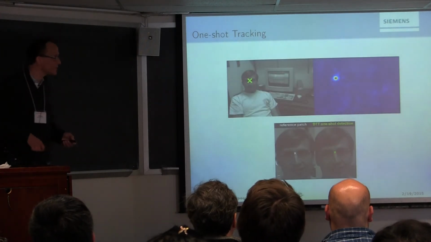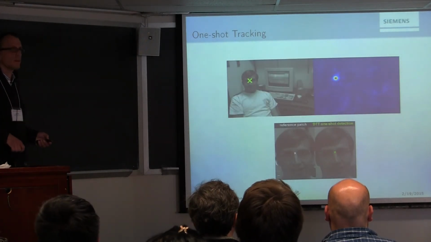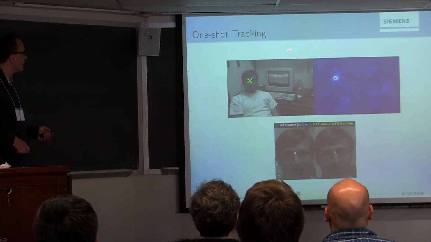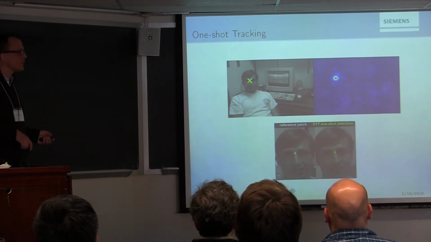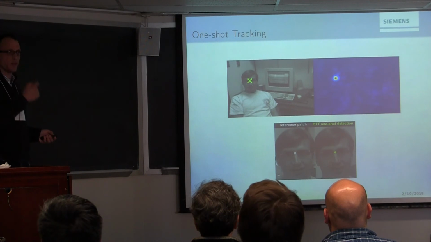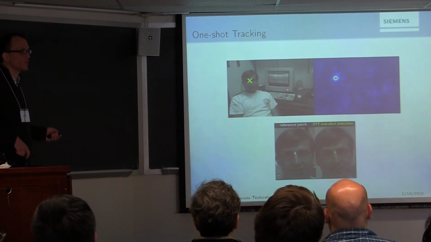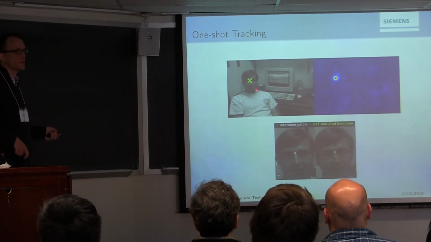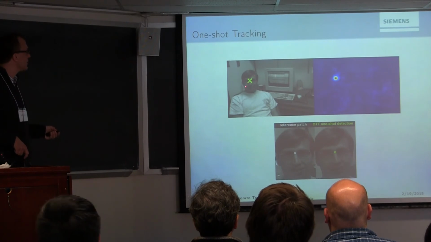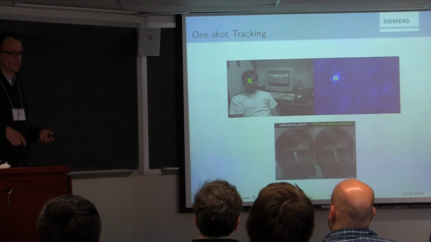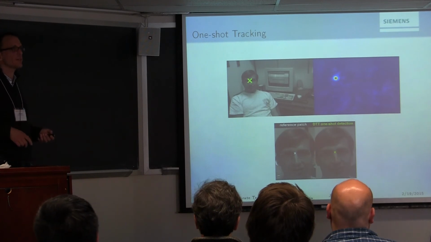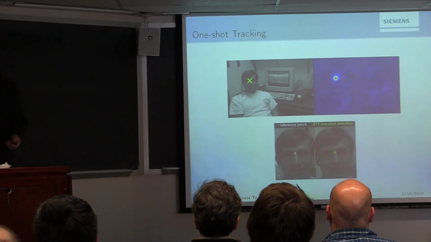I would also like to visualize that a little bit. What you're seeing here on the left side of the top frame is just a video sequence, and we marked the bridge of the nose of the person in the first frame. And this is exactly the data that we're using. So we're only using this particular frame. And on the right side, you see the likelihood surface. So this is the output of the algorithm, which tells you for each location in the domain how likely it is the correct location.